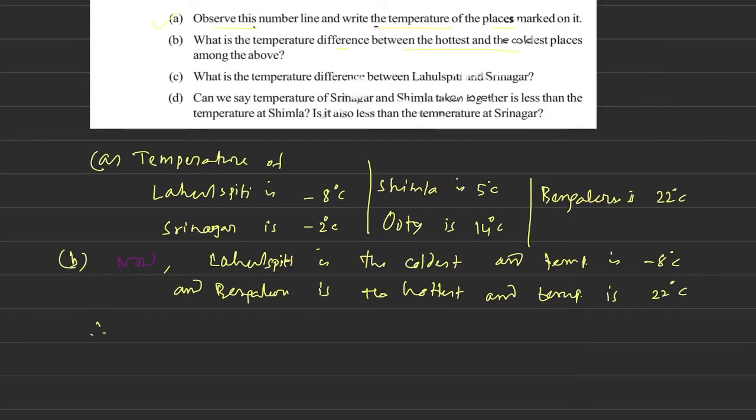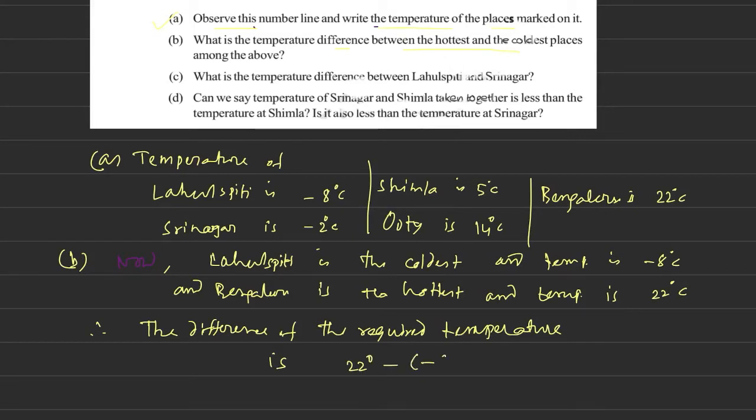Therefore, the difference of the recorded temperatures is 22 degrees minus -8 degrees Celsius, that is 22 plus 8 degrees Celsius, that is 30 degrees Celsius. Okay, this is the answer of question B.